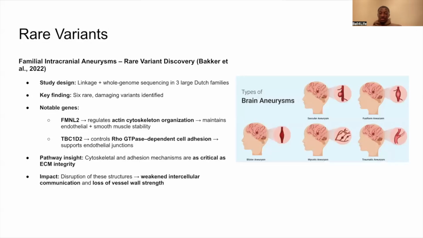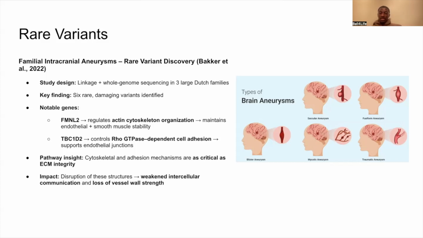While common SNPs explain broad population risk, rare high impact variants often underlie familial aneurysms. Using linkage analysis combined with whole genome sequencing in three large Dutch families, a study in 2022 identified six damaging variants, most notably FMNL2 and TBC1D2. FMNL2 encodes a formin involved in actin cytoskeleton organization, which is crucial for endothelial stability and smooth muscle contractility. TBC1D2 regulates Rho GTPase-independent cell adhesion, vital for endothelial junction maintenance.